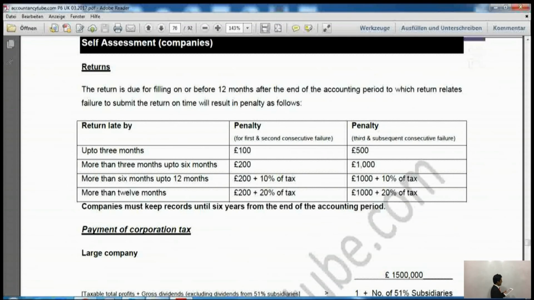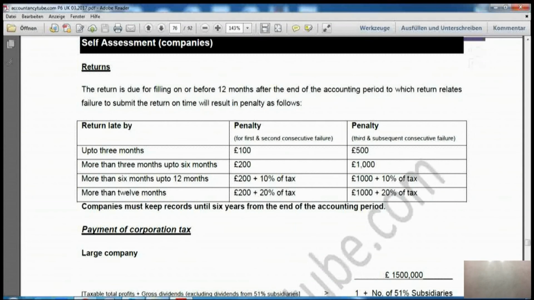Likewise, if it is more than 3 months and up to 6 months, then the penalty is £200 if it is a first or second failure, and if it is a third or subsequent consecutive failure, then it is 5 times higher, and £1,000 in this case. And if it is more than 6 months and up to 12 months, then accordingly £200 plus 10% of tax, and 5 times higher, which is £1,000 plus 10% of tax. And in the last case as well, it is already mentioned, you can see it.